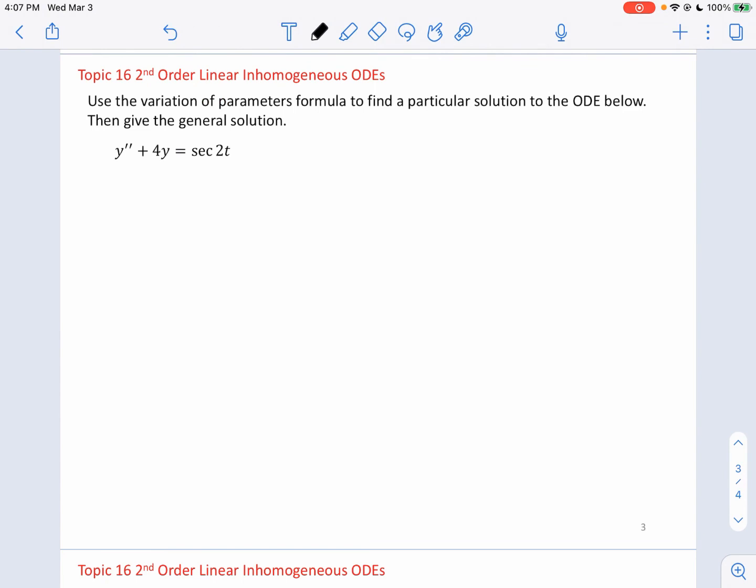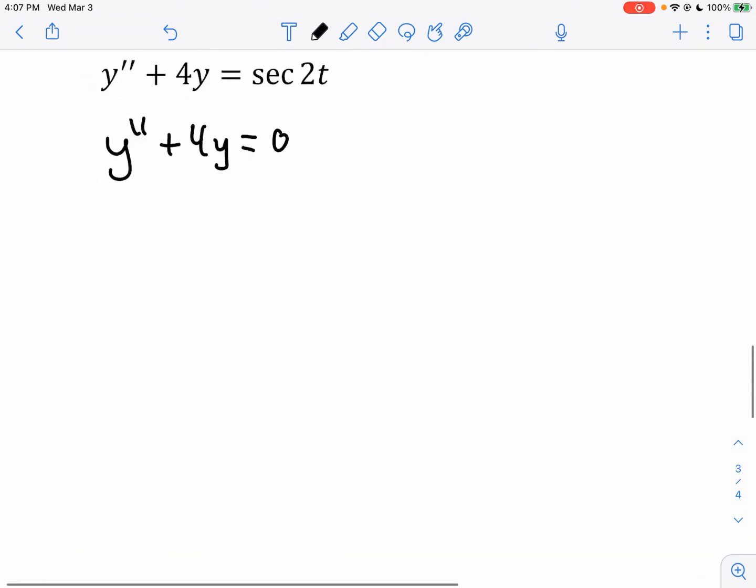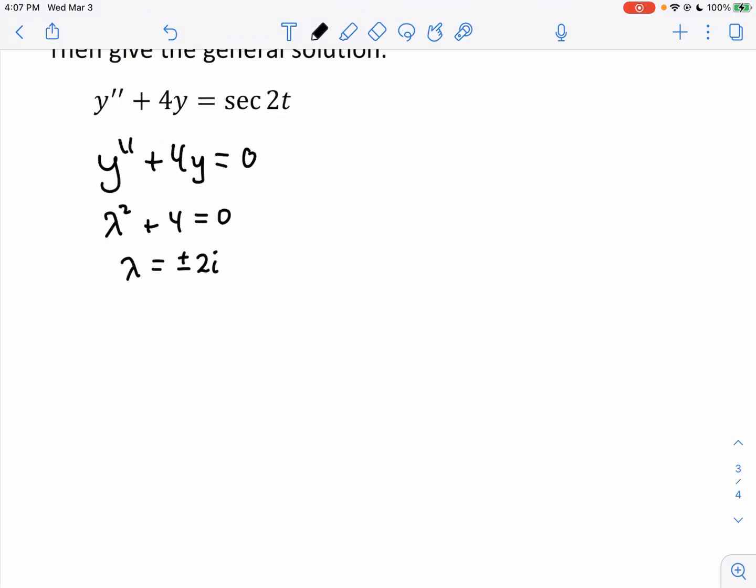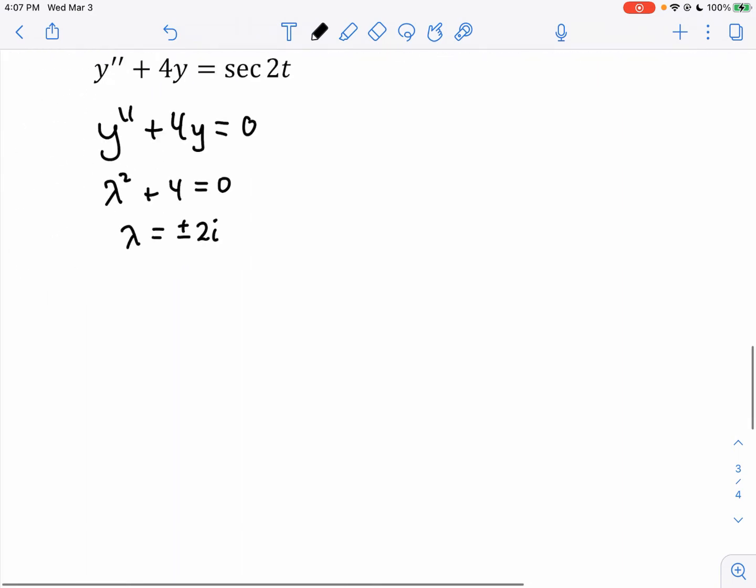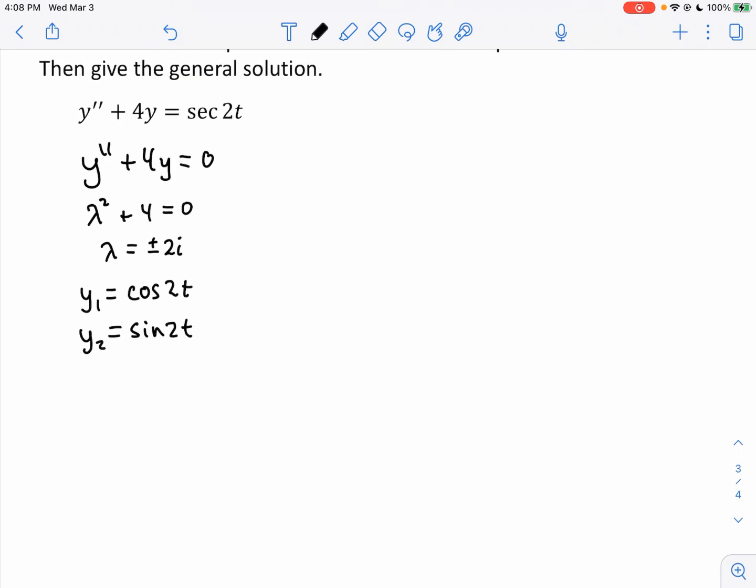Characteristic polynomial of the homogeneous version. If I'm looking at the homogeneous version of this, then I want to solve this differential equation. The characteristic polynomial would be lambda squared plus 4 is equal to 0. This would give me lambda is equal to plus or minus 2i. So that means my y sub 1 will be cosine 2t, and y sub 2 will be sine 2t. So we just use the characteristic equation and its roots to determine your y sub 1, y sub 2.